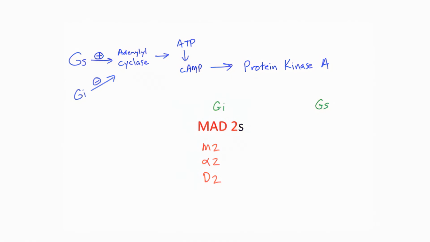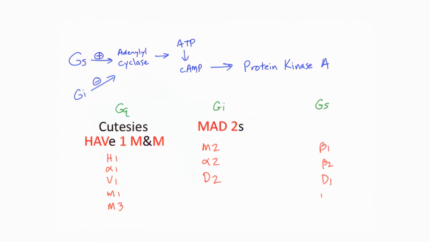So the MAD2s. So if you can remember those 2 mnemonics, cutesies have 1 M&M for GQ, and then the MAD2s for GI, then you can just know that the GS protein is the default, and all the other G protein receptors we listed are going to use the GS mechanism. So that includes beta 1, beta 2, D1, H2, and V2.